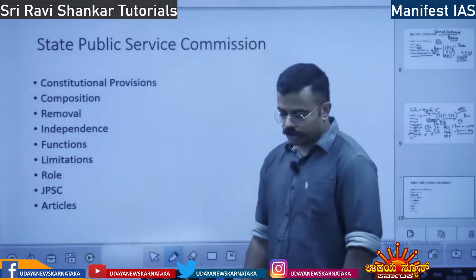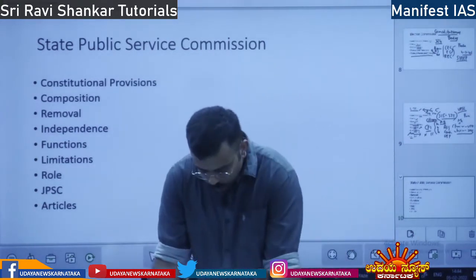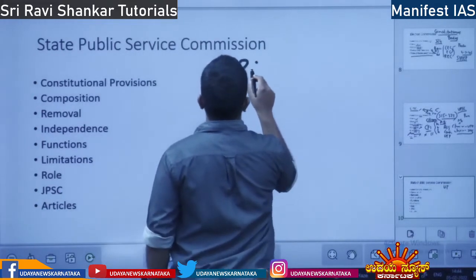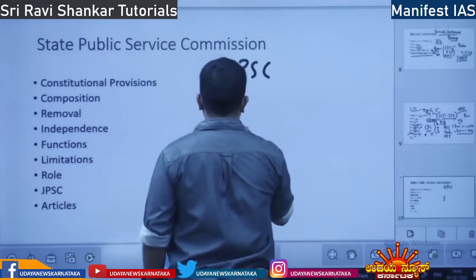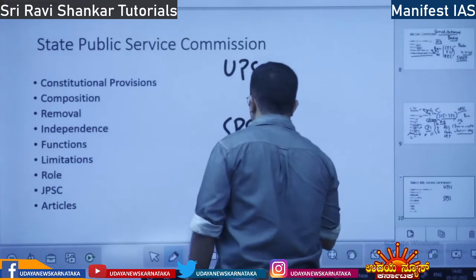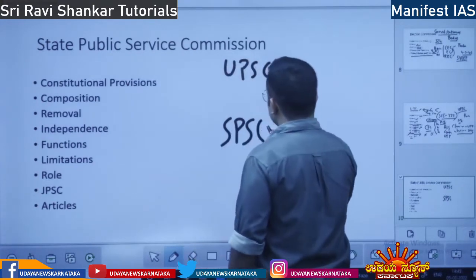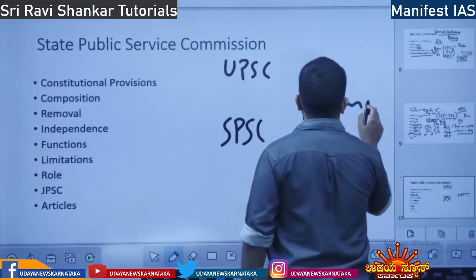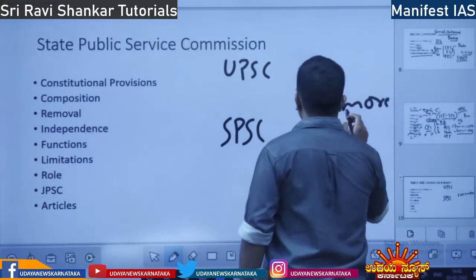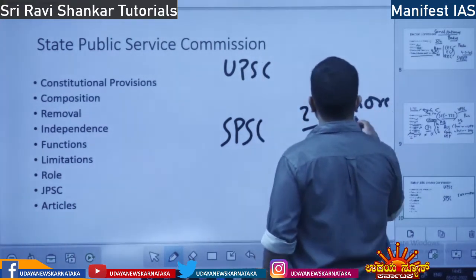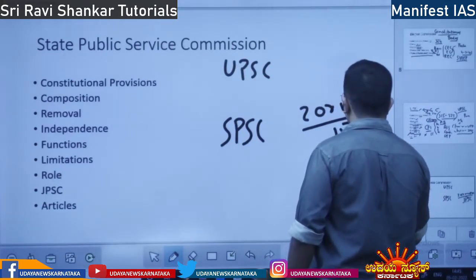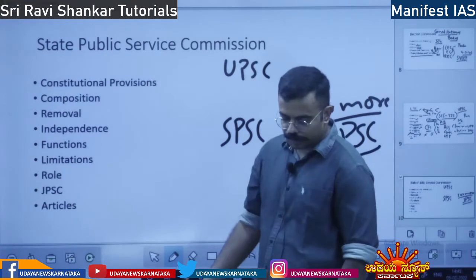Okay. So what is Joint Public Service Commission? We have UPSC at the central level and SPSC at the state level. Suppose a state does not have a single SPSC, two or more states can come together and form a Public Service Commission. In that case, that commission is called JPSC, Joint Public Service Commission.